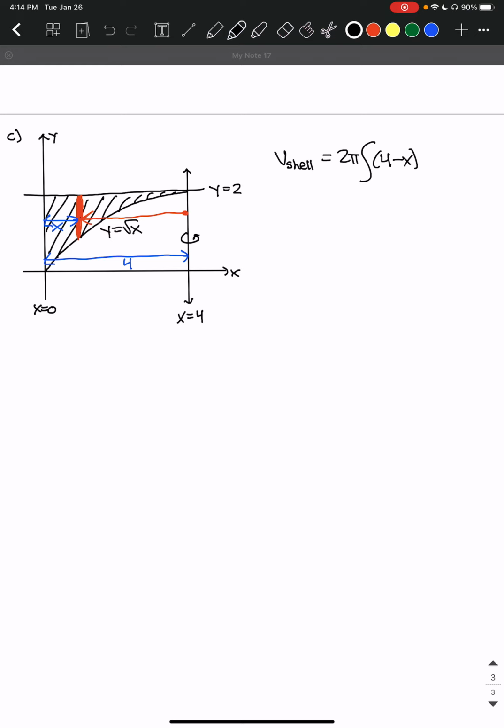It's also good to note that when x is equal to 4, you have the smallest radius, which is ideal, given this equation here. And then our height is simply going to be the difference between these two functions, which is 2 minus the square root of x dx. The last thing is our bounds. Of course, we have to draw the vertical line at every point, so we go from 0 to 4, and we're done.